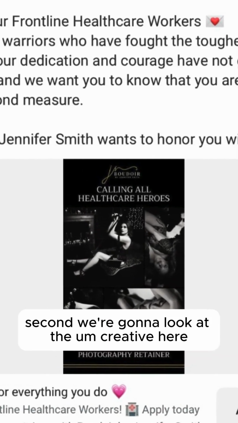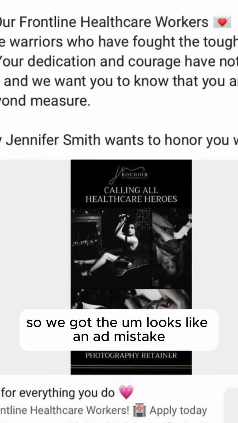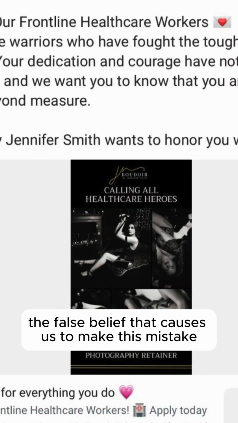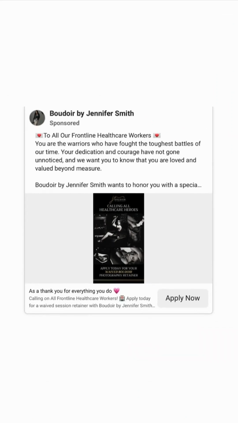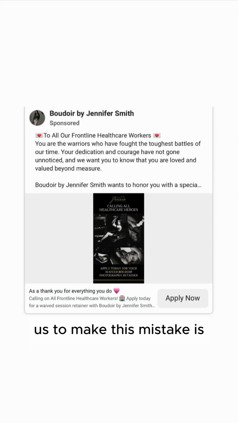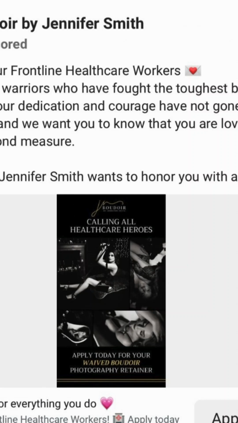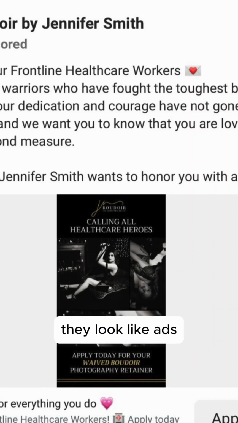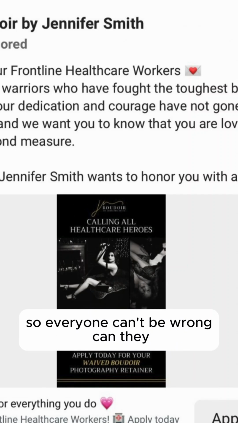Second, we're going to look at the creative here. So we got the looks-like-an-ad mistake. The false belief that causes us to make this mistake is we believe our ad should look like an ad, because that's how we see other Facebook ads. They look like ads. Other Boudoir Facebook ads look like ads. So everyone can't be wrong, can they?